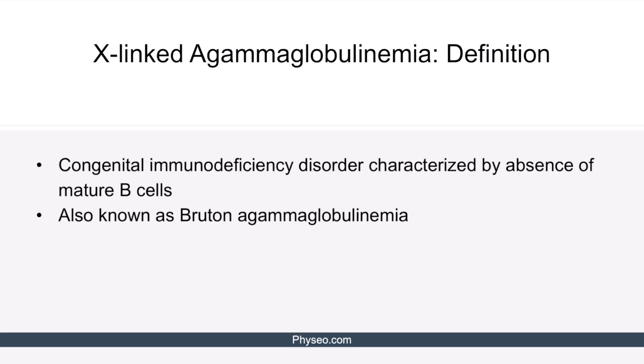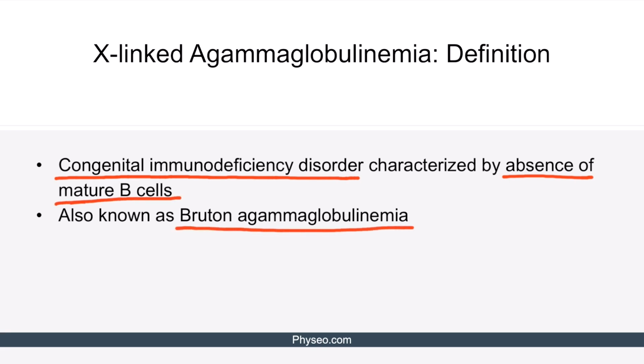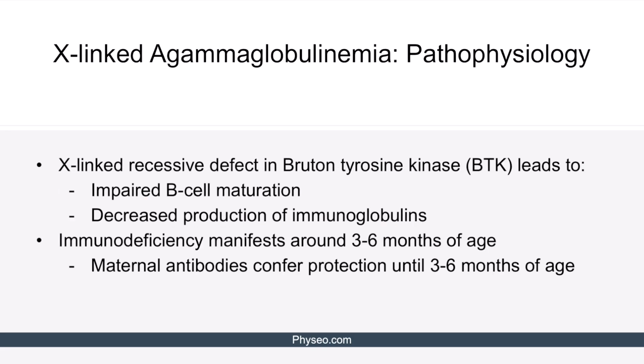Let's begin with X-linked agammaglobulinemia. X-linked agammaglobulinemia is a congenital immunodeficiency disorder characterized by absence of mature B cells. Notably, the condition is also known as Bruton agammaglobulinemia. The pathophysiology of this disorder stems from an X-linked recessive defect in a special tyrosine kinase known as Bruton tyrosine kinase, or BTK for short. In simple terms, this defect leads to impaired B-cell maturation and subsequently decreased production of immunoglobulins.